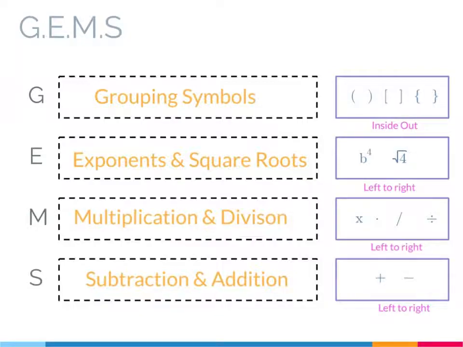So again, some key differences between PEMDAS and GEMS is when I'm dealing with multiplication and division, whichever one is on the left, even if it's division, is the thing I'm going to do first. Same thing with subtraction and addition. Whichever one is on the left is the one I'm going to do first. It doesn't matter if it's subtraction. So let's go ahead and take a look at example A.